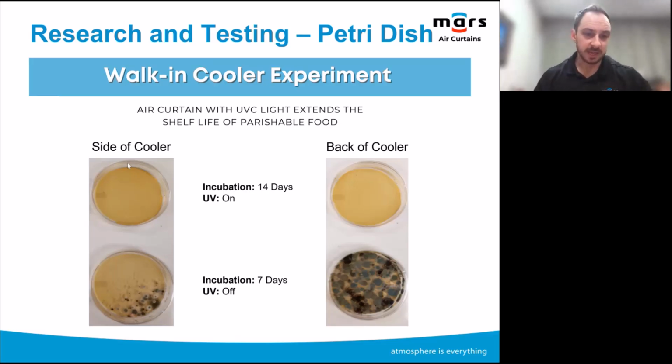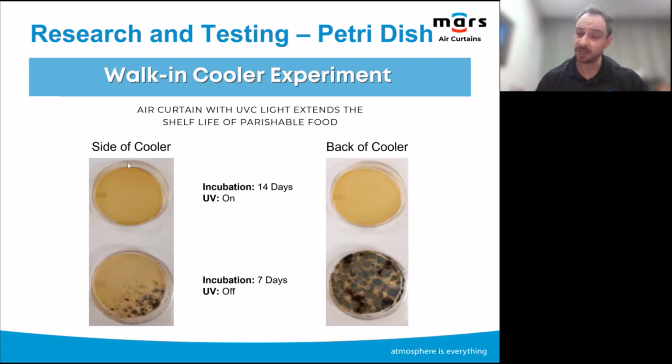So the experiment we did here, we basically put 2 sets of petri dishes inside a cooler room. The first set of petri dishes is the bottom 2 petri dishes you see in the image here. We basically had a UV unit installed, turned it off. We didn't use it. We left the petri dishes in there for a week, and again, those bottom two petri dishes show the growth that you saw after a week without that air curtain.